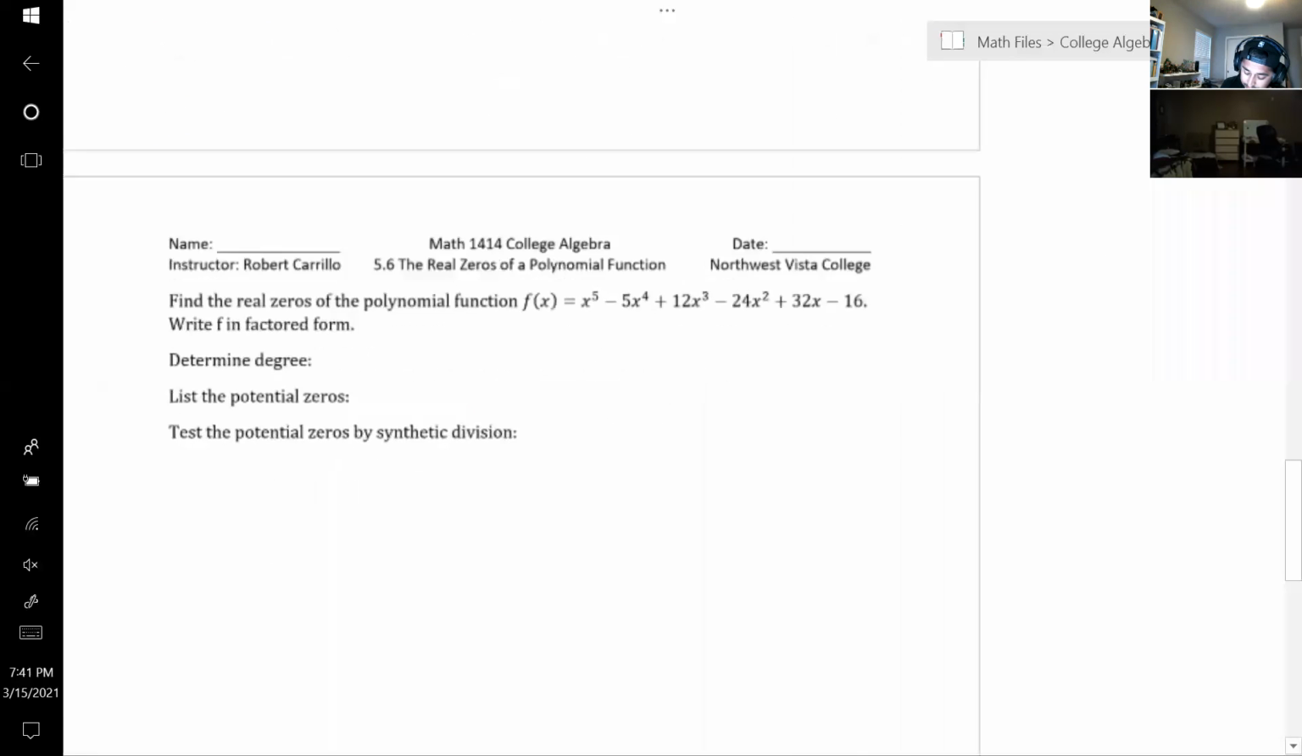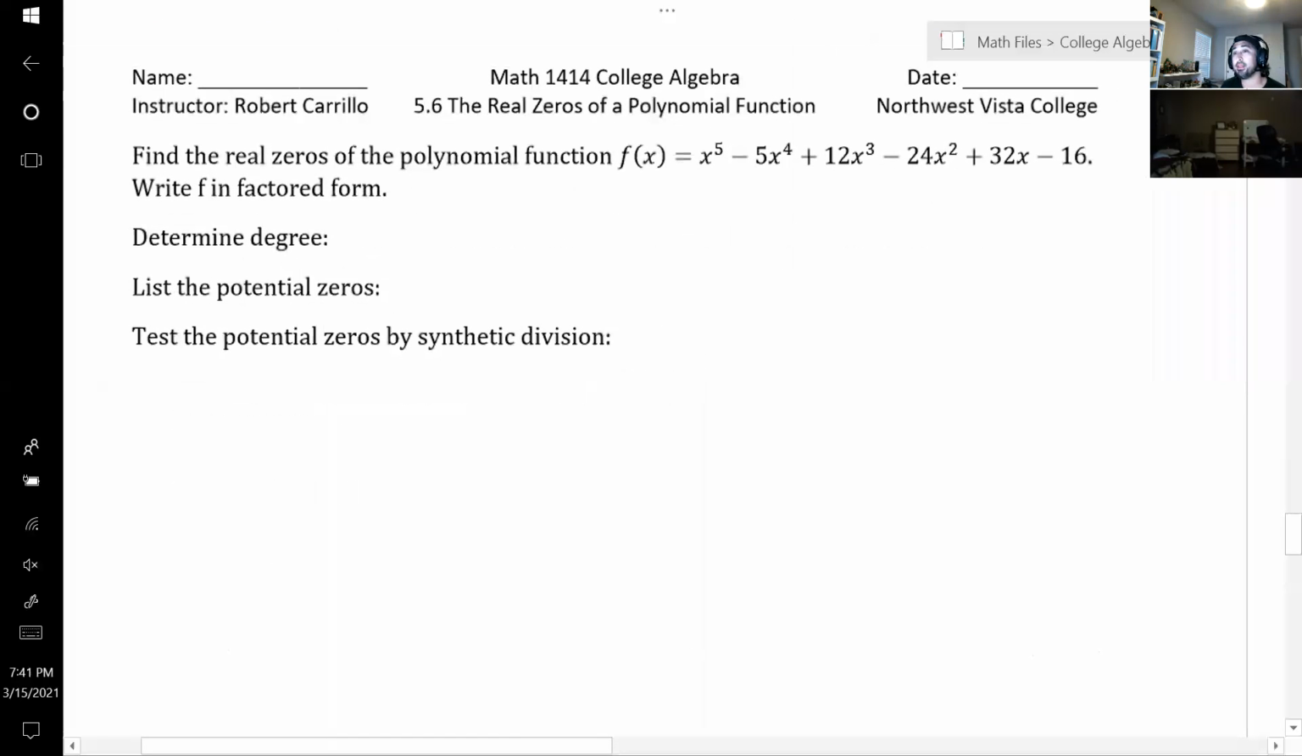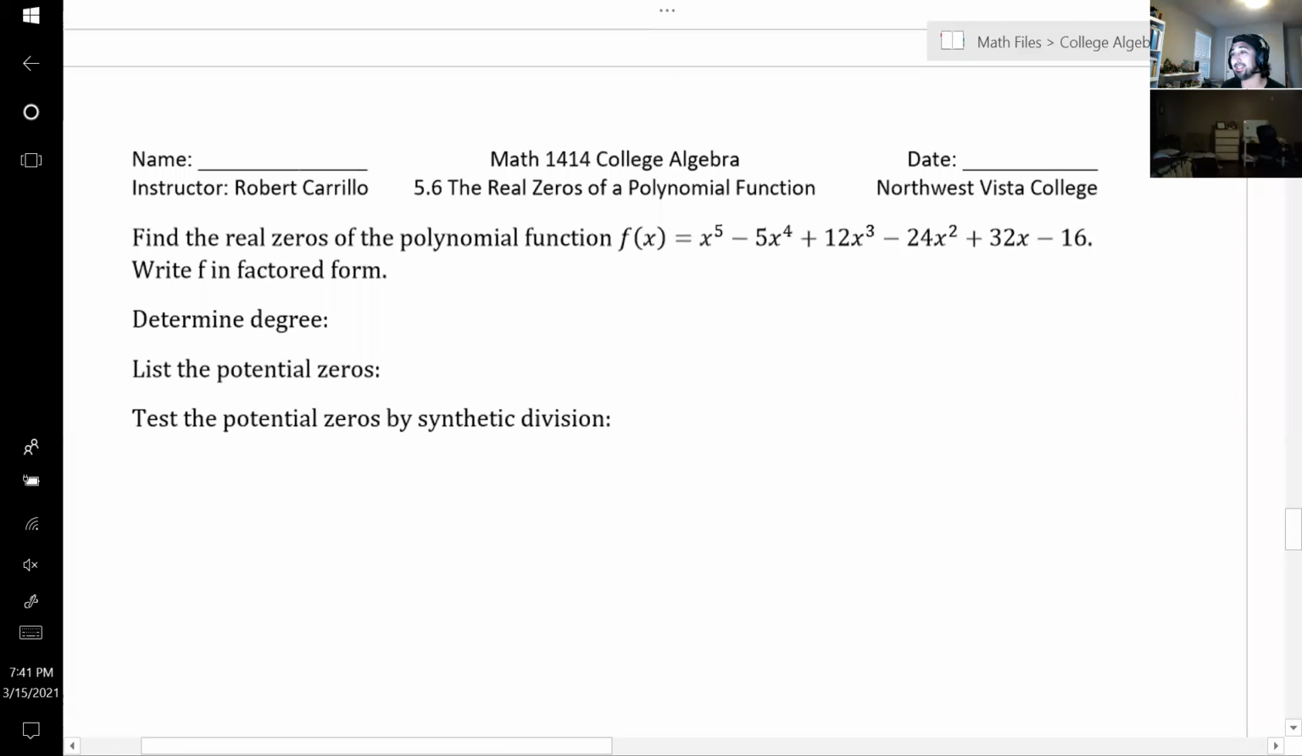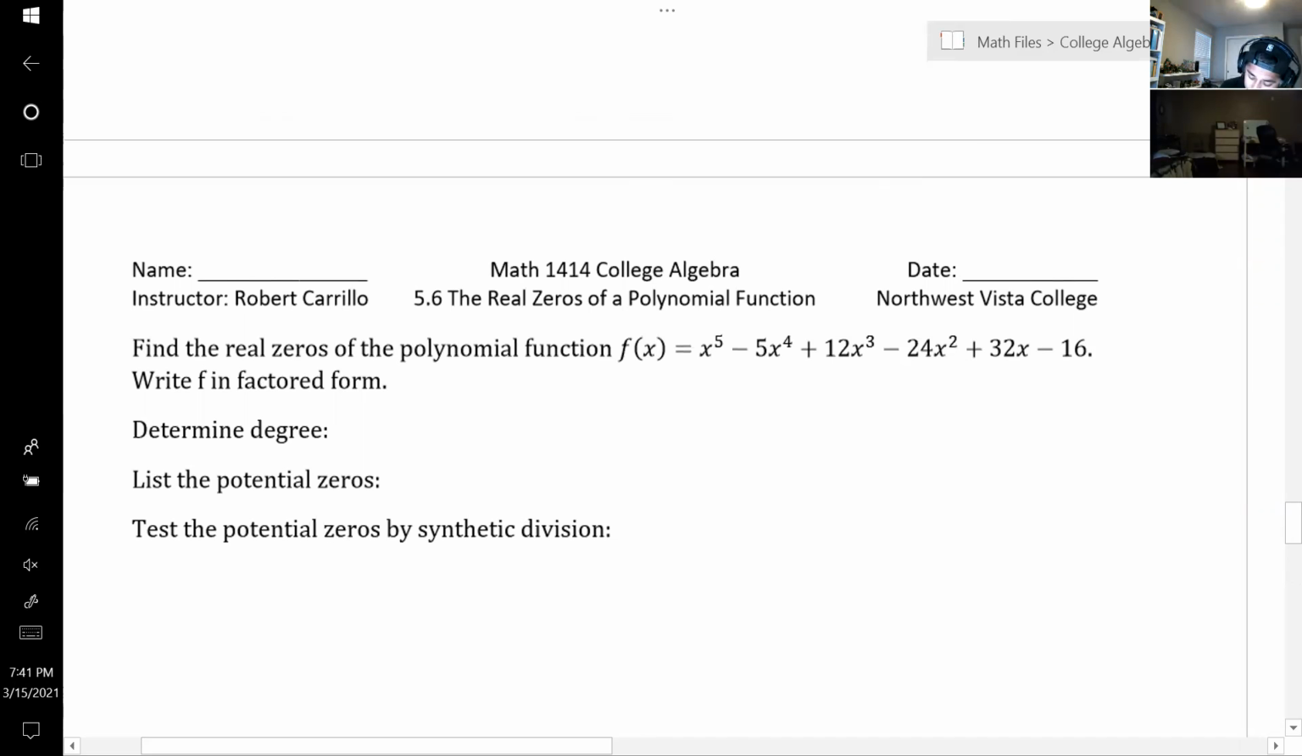All right. Next one. Find the real zeros of this polynomial function. x to the 5th minus 5x to the 4th plus 12x cubed minus 24x squared plus 32x minus 16. Wow. Does that even look factorable? Not at all, but we're going to do it, right? So what is the highest degree here? The 5th. 5, which means our final answer should have about, hopefully, 5 zeros. No more than that, right?